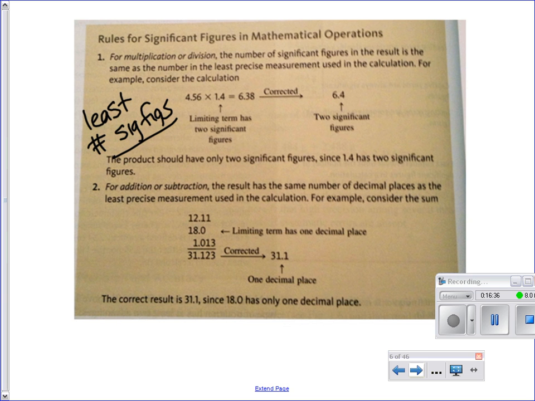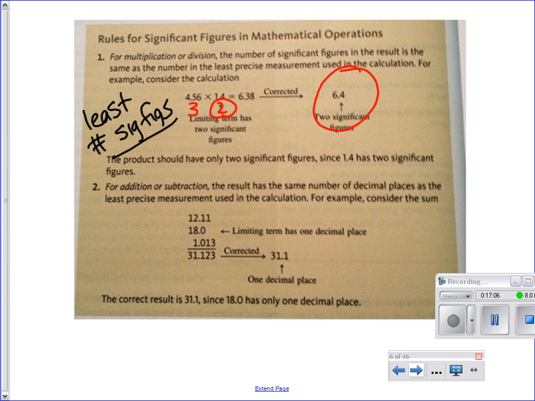How many sig figs in this 4.56? 3. How many sig figs in 1.4? 2. So I'm going to round my final answer to 2 sig figs. When you put this in your calculator, you get 6.38. We got to round that to 2 sig figs. Following normal rounding rules, 5 and above, you round up. We round to 2 sig figs, and we get 6.4. We do this with both multiplication and division.